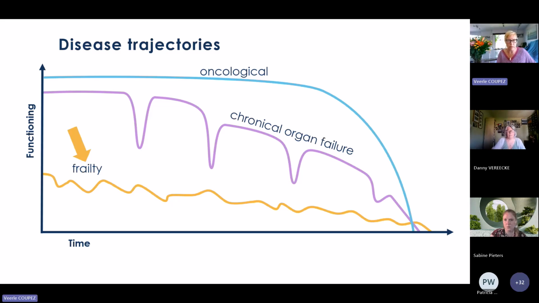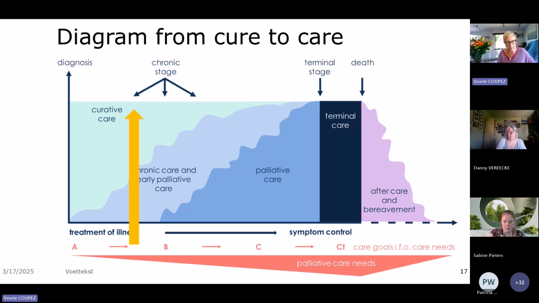Where do you put him in the disease trajectories? Yes, really, it's a frailty trajectory. And like we saw with Julia, it's really early. So it's really to the left of the frailty trajectory. If we put him on the diagram from cure to care, where would you put him here?